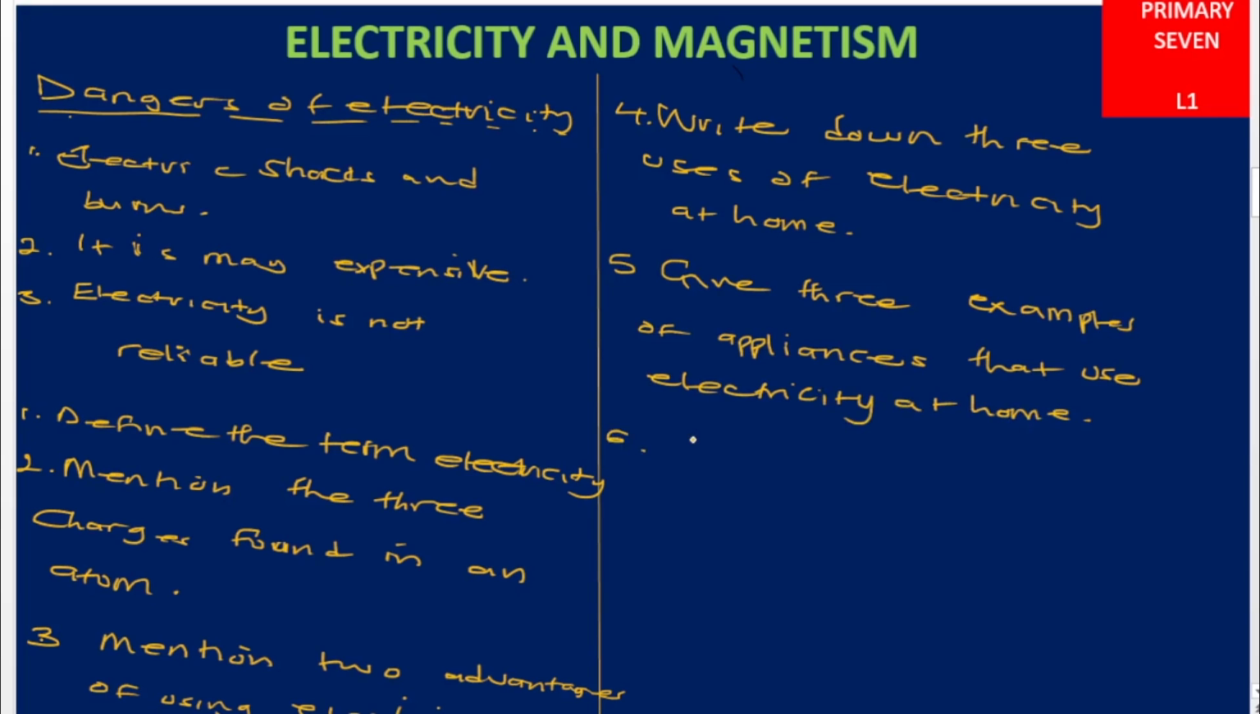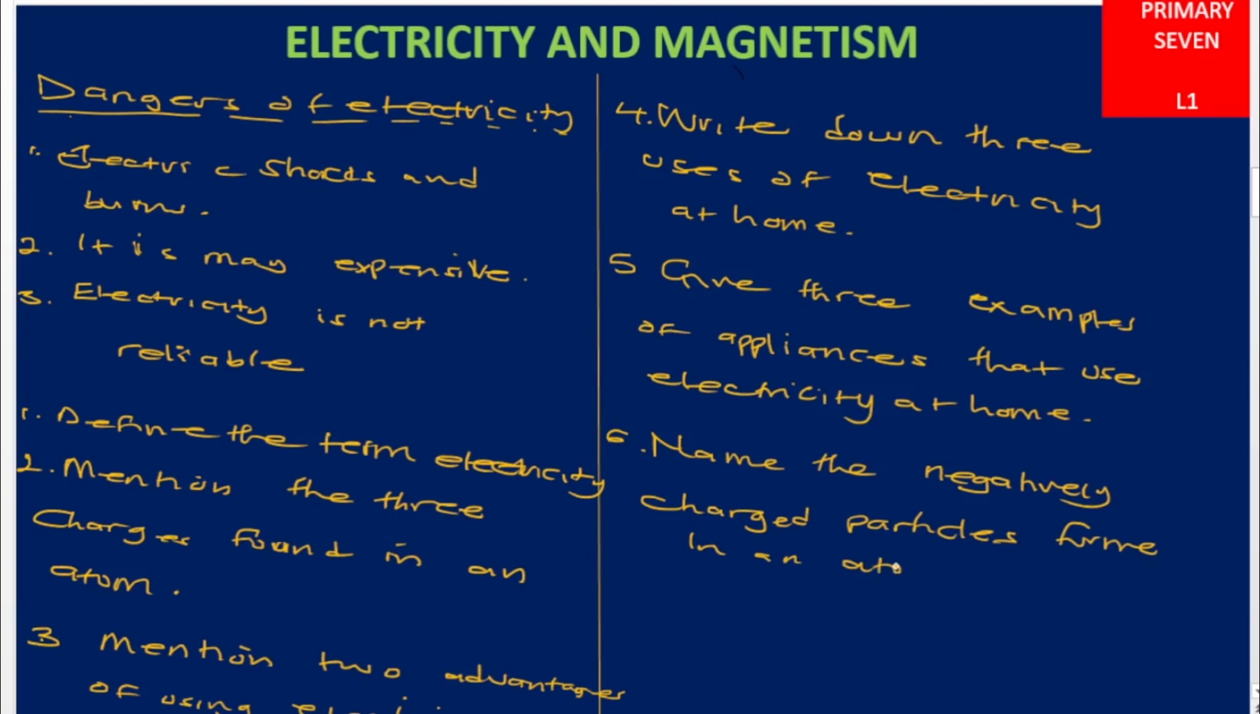Number 6, name the negatively charged particles of atoms. Charged particles found in an atom. Number 7, how is electricity environmentally friendly?